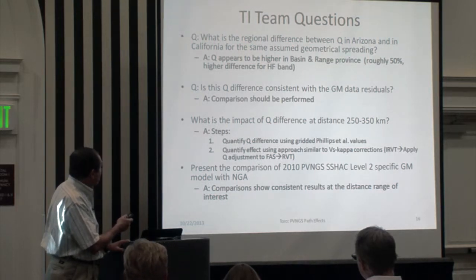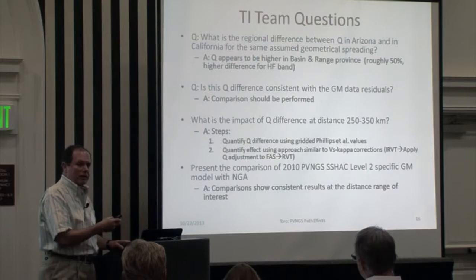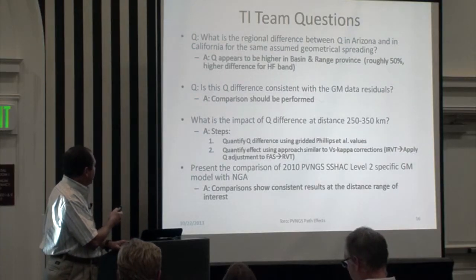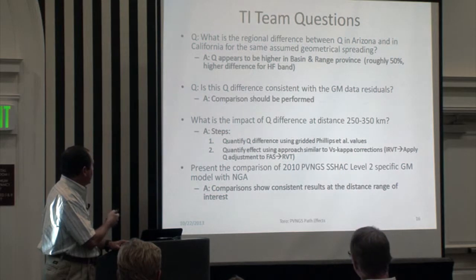Is this difference consistent with the ground motion data residual? Again, the residuals are not available, but that should be done. There are two pieces of data that need to be used for this work, it seems to me. One is what Kevin showed you earlier, those maps, a regionalization of Q, and the actual recordings and the residuals. So that needs to be done. But again, it wasn't available at this stage.